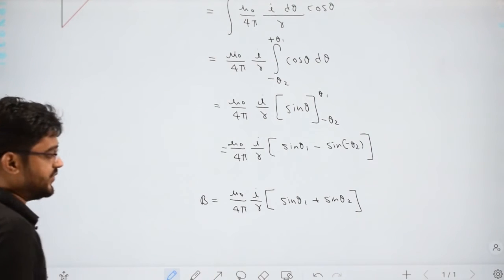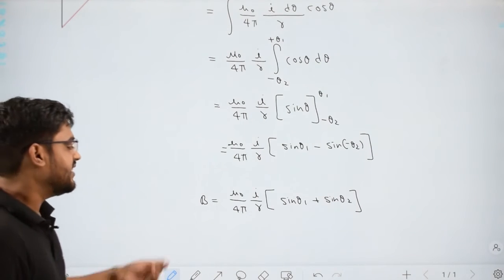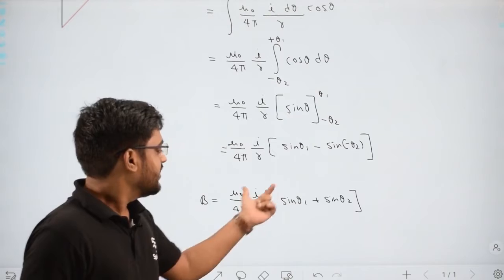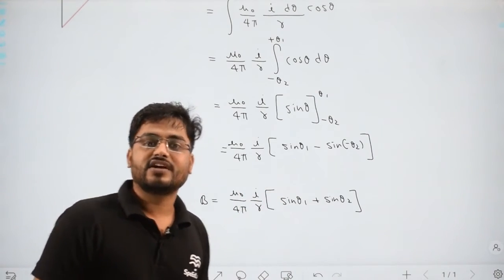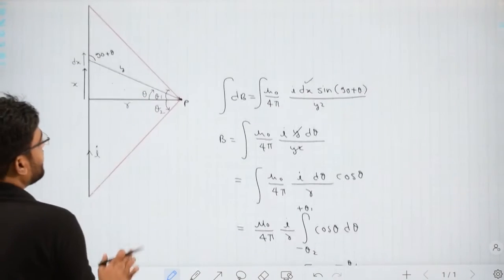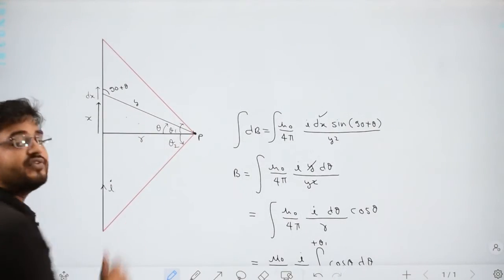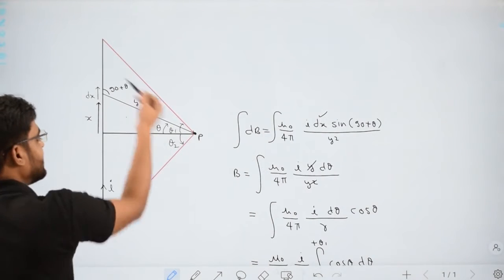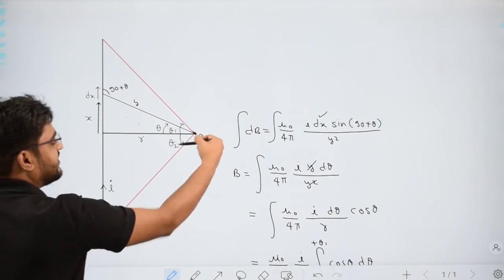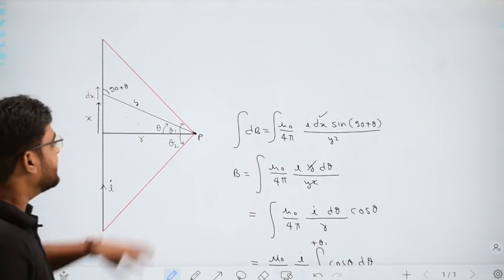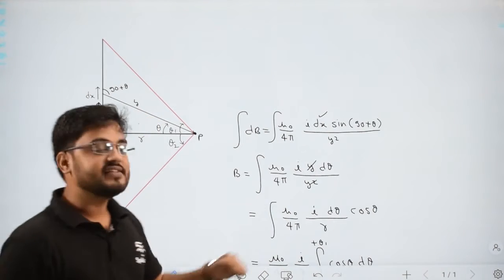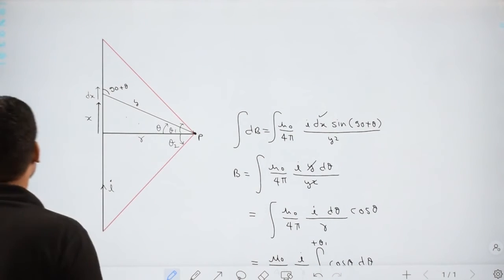The vector product rule. So this is the magnitude: mu naught I by 4 pi r, sin theta 1 plus sin theta 2. What are theta 1 and theta 2 again? When you join the point where you have to get the magnetic field to both the ends of the wire, the angles formed are theta 1 and theta 2. You can take them the other way around also, as there is a symmetry. It is sin theta 1 plus sin theta 2.